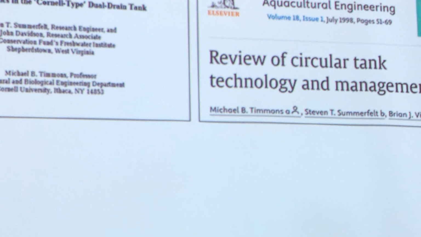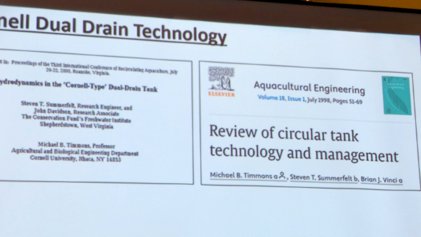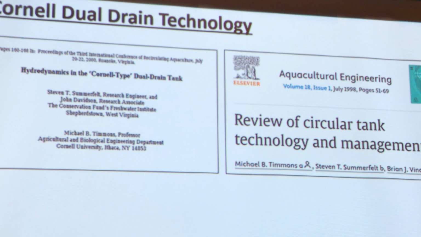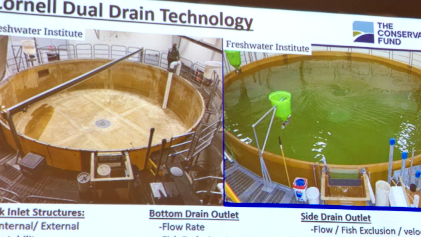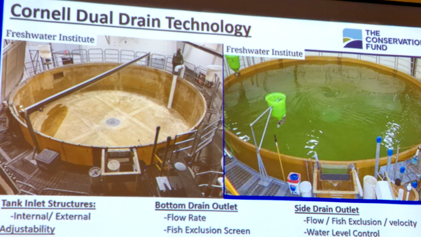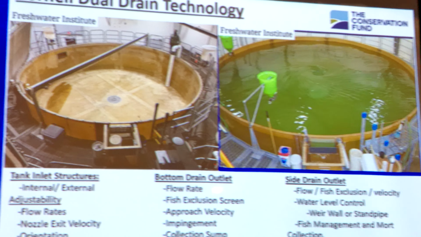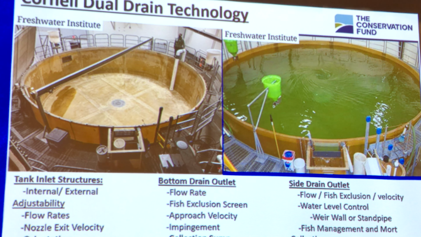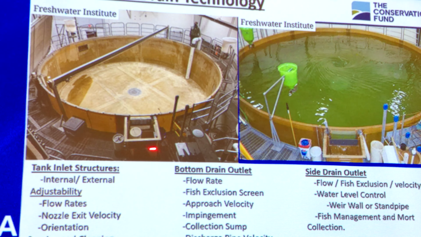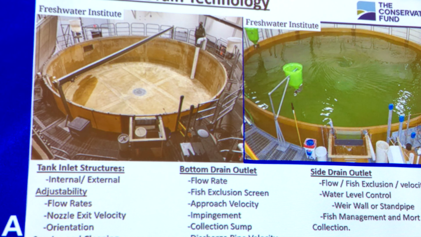So that turnover rate, again, is really important to tank design. We're going to focus on Cornell dual tank technology. There's a couple of references that you can look up to get more details on this. But it's really driven by three primary tank properties. One is the tank inlet structure, the bottom drain, and the side drain outlet. So dual drain really represents two different drains out of the tank. One is the center drain and one is the side drain. And the tank inlet over here is also part of that.